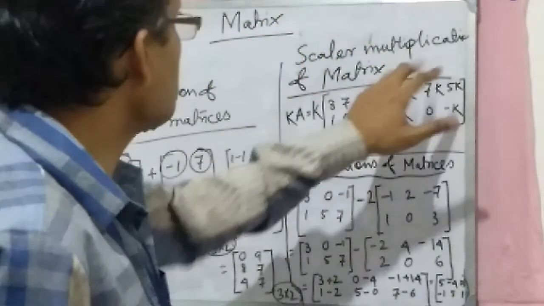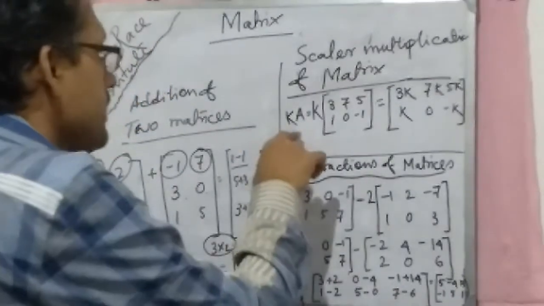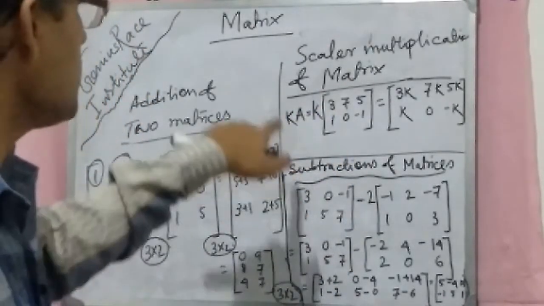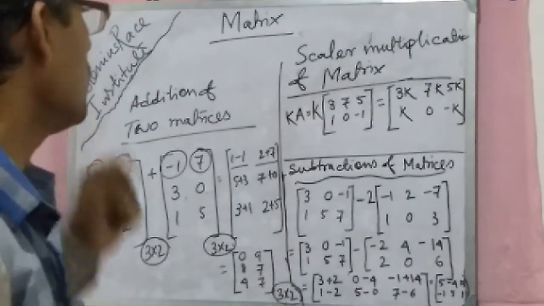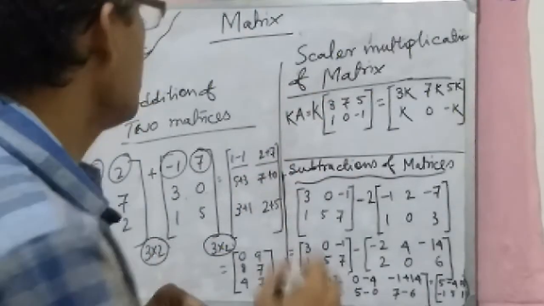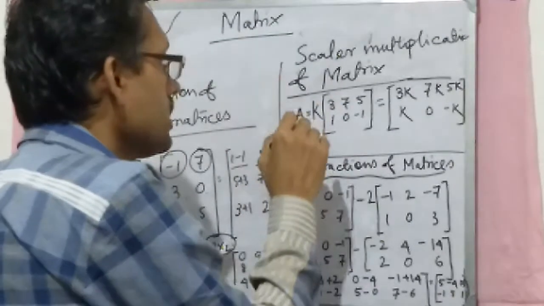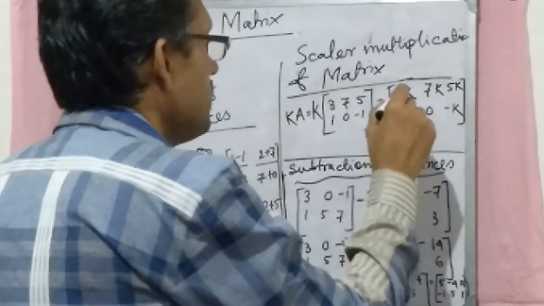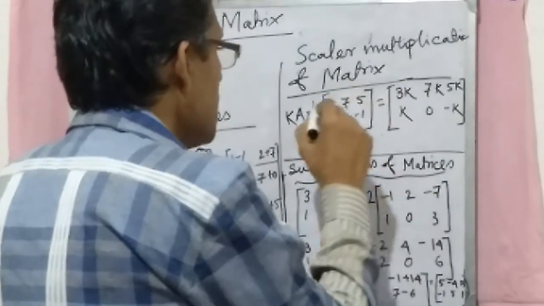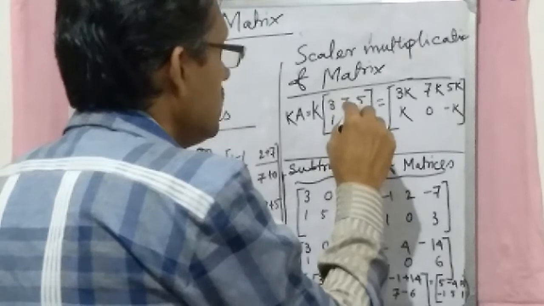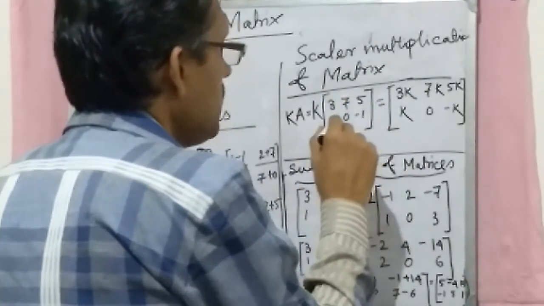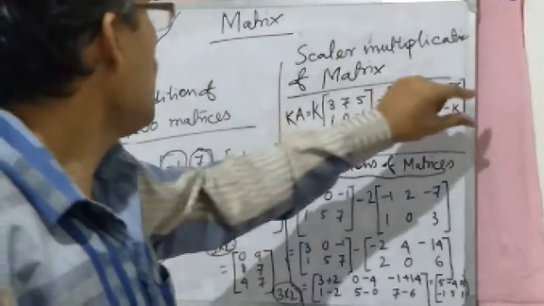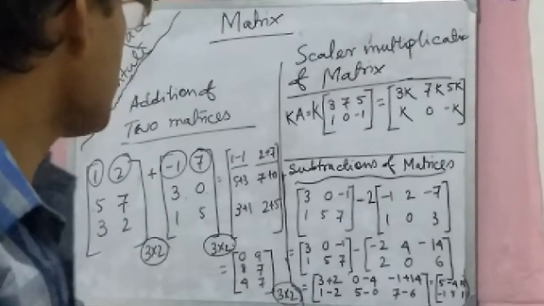Now scalar multiplication of matrices. Like a matrix is given like this and we need to multiply the matrix with a scalar constant. So the idea is we need to multiply this constant with every element of the matrix, like k will be multiplied with the 3, k will multiply with the 7, k into 5, here k into 1, k into 0, k into -1, so minus k. So this is the idea of scalar multiplication of a matrix.